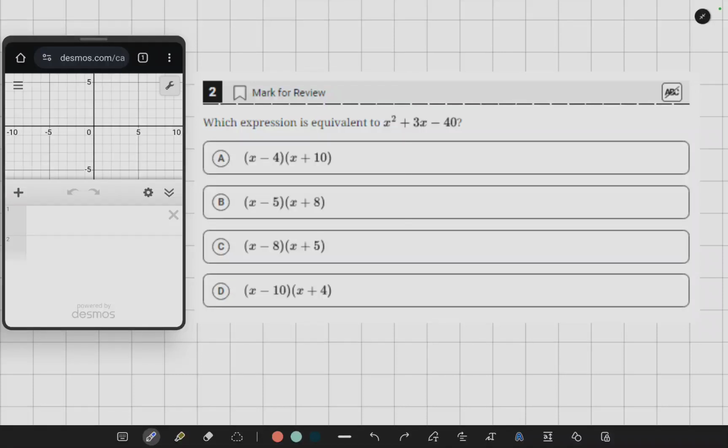Question number 2 has a few different strategies that we can apply here. And one of those strategies actually does use the Desmos calculator. So if you're in a rush in an equivalent expression type of question, then you can use the calculator for that. But hopefully by the end of this, you will not have to rush through any questions.